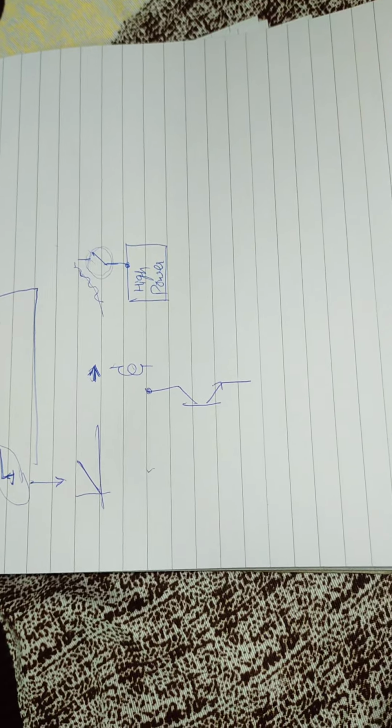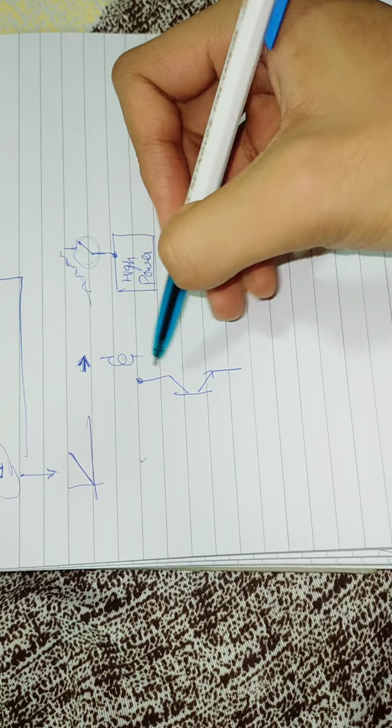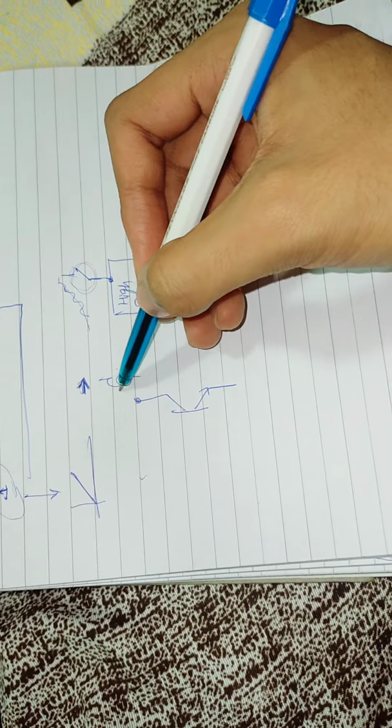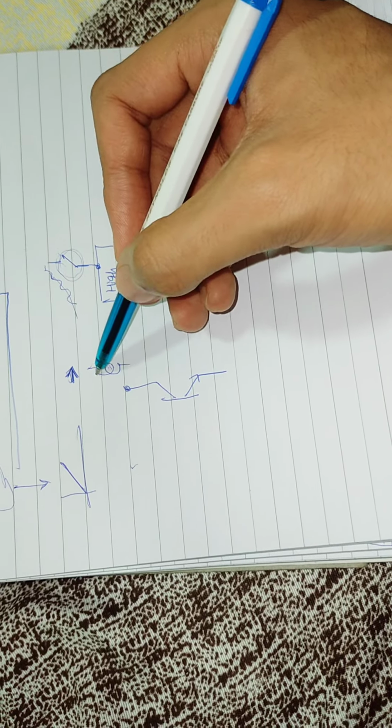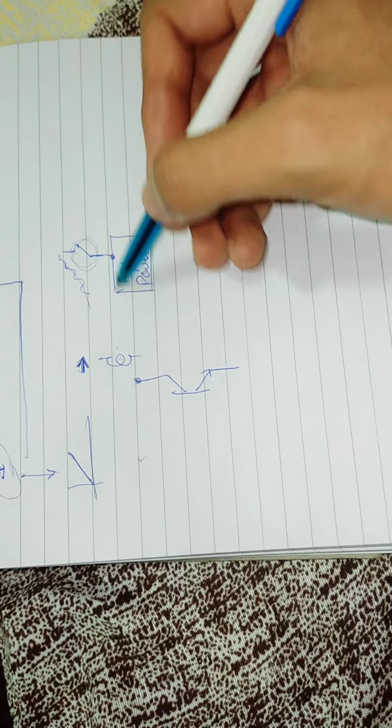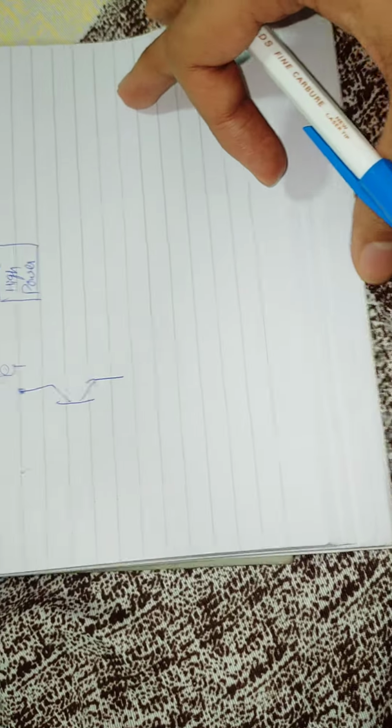So in this configuration they were asking in which mode you will operate the BJT, and on what position of the BJT will you connect this relay, and how will the connections be and all. So one question was based on this.